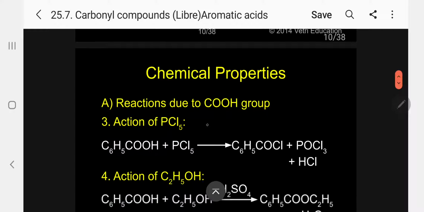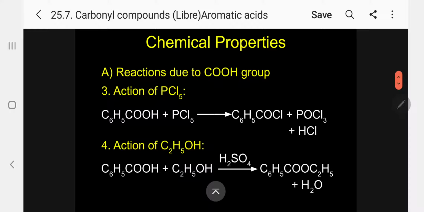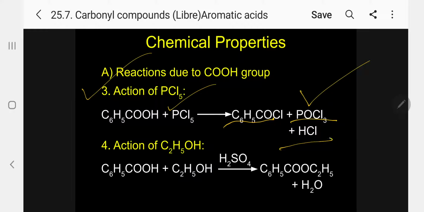Then the next, third reaction is action of PCl5. Please follow. Whenever PCl5 is used, OH will be substituted by chlorine and phosphorus oxychloride will form. Benzoyl chloride, phosphorus oxychloride and HCl. This is a very interesting substitution reaction, nucleophilic substitution reaction.